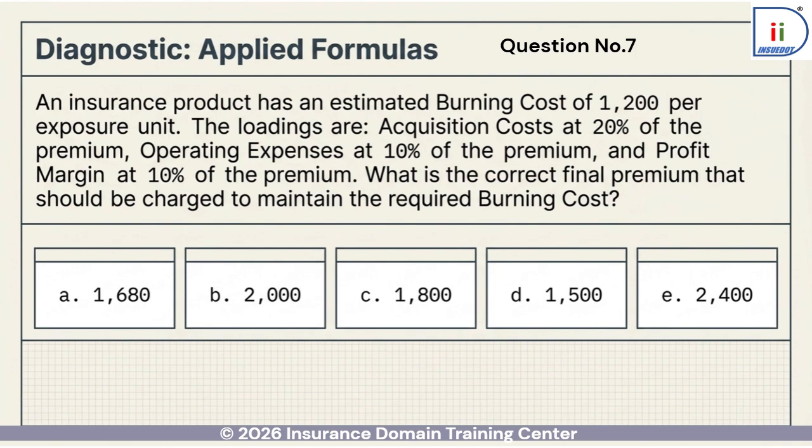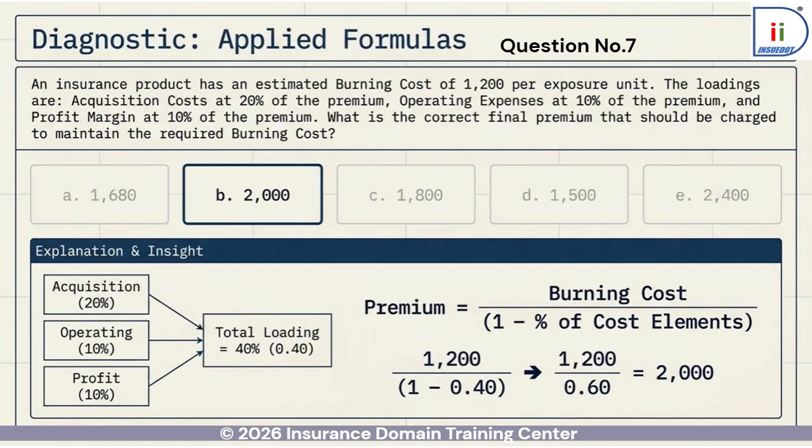Have you chosen the answer? Pause the video if you need some more time. The correct answer is option B, rupees 2,000. To calculate, we need to add up the percentage of cost elements like acquisition, operating and profit, which totals to 40%, meaning 0.40. Then we need to apply the formula, which is burning cost divided by 1 minus percentage of cost elements. So it is 1,200 divided by 1 minus 0.40. Then the result is 2,000. You can see the details of the calculations in this slide.